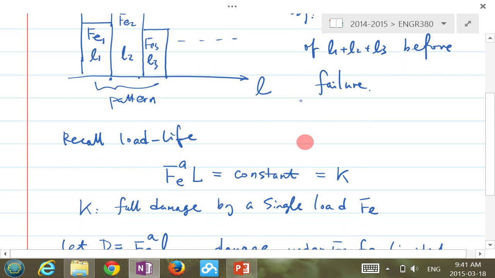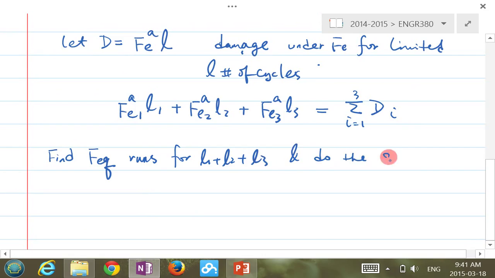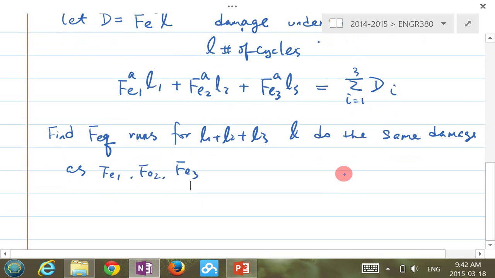That makes sense? Right? So basically, the next step of what I wanted to find is, right, now I want to find an FEQ, okay? So equivalent load, okay, that runs for L1 plus L2 plus L3, okay, and will do the same damage, okay, as FE1, FE2, and FE3. So next step, we try to find this one here. Okay, so how do we find this?